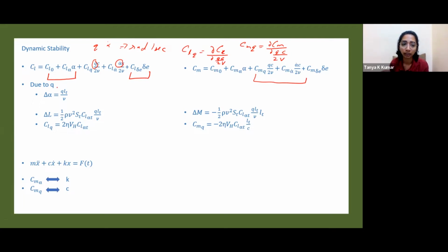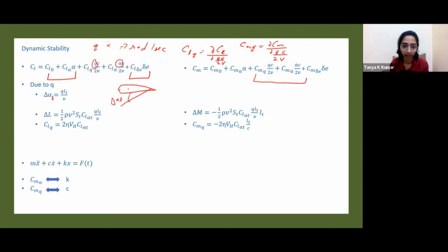Now, what happens to an aircraft when we provide a pitch rate Q? When we provide a pitch rate Q, the angle of attack at the tail changes. If this was your tail, when we provide a pitch up moment, there is an increase in angle of attack. There is a delta alpha tail. This delta alpha tail is approximately equal to QLT by V, where Q is the pitch rate.